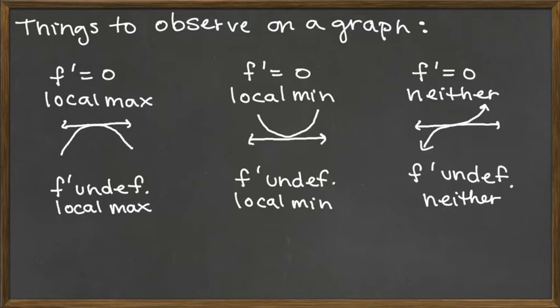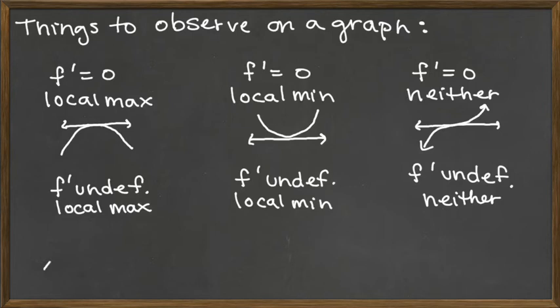Now in comparison, when we're talking about the derivative being undefined, the times we had the derivative undefined were either sharp turns or cusps. We could also have vertical tangent lines, or perhaps discontinuities, but we're not working with discontinuities for critical points because we're talking about domain points only. So let's look at what a local max would be if the derivative was undefined.